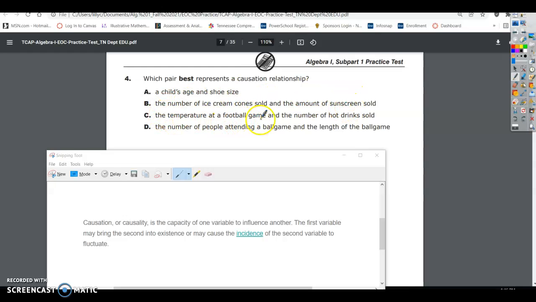The temperature at a football game and the number of hot drinks sold. Now, the colder it is at a football game, probably the more hot chocolate they're going to sell. So I would think C is the best answer here. The number attending a ball game does not make the ball game longer, so D would not be a good choice. So for number 4, C is the best answer.